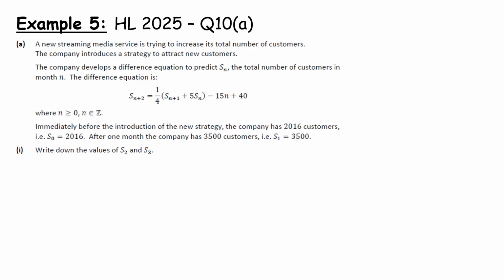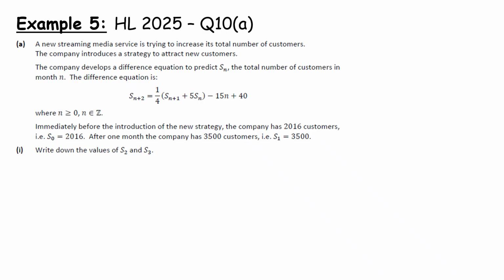A new streaming media service is trying to increase its total number of customers. The company introduces a strategy to attract new customers. The company developed a difference equation to predict SN, the total number of customers in month n. The difference equation is S of n plus 2 is equal to a quarter S of n plus 1 plus 5Sn minus 15n plus 40, where n is greater than or equal to 0 and n is an integer.